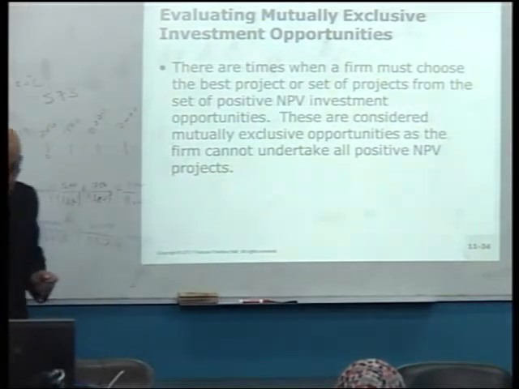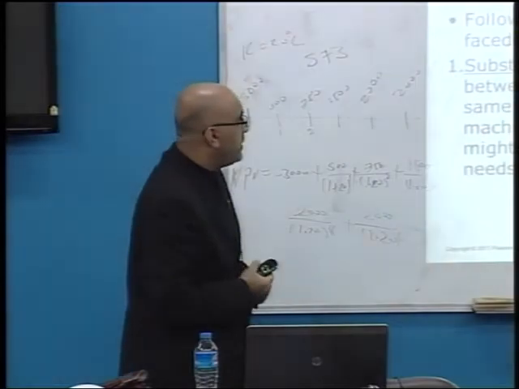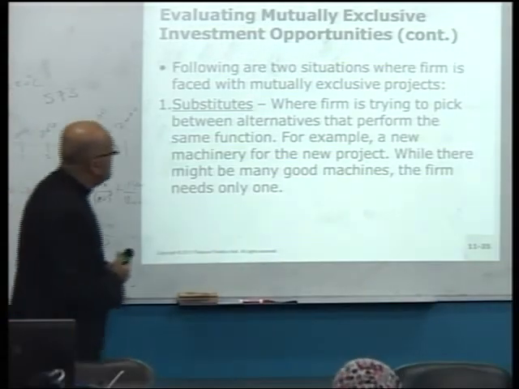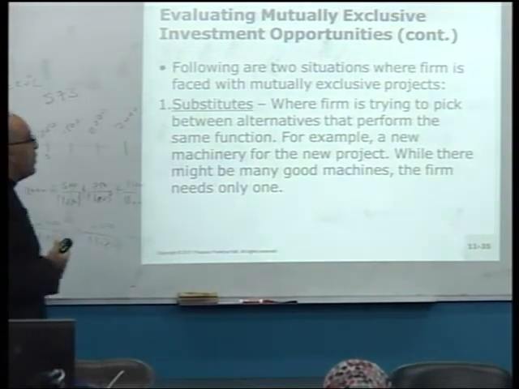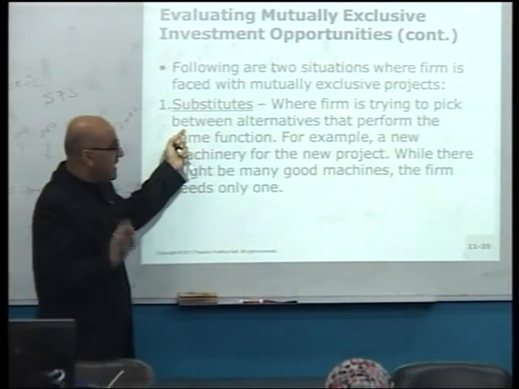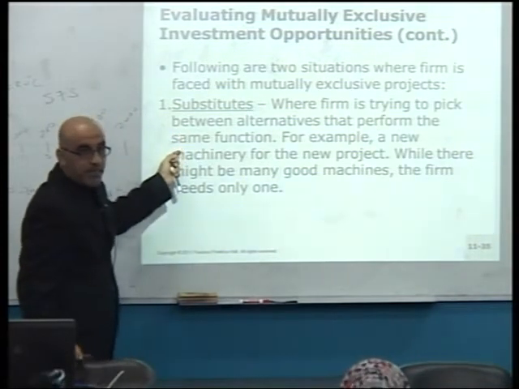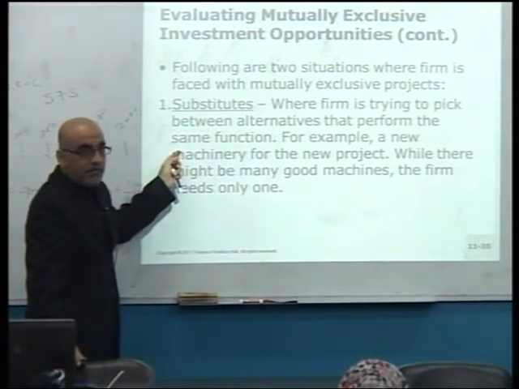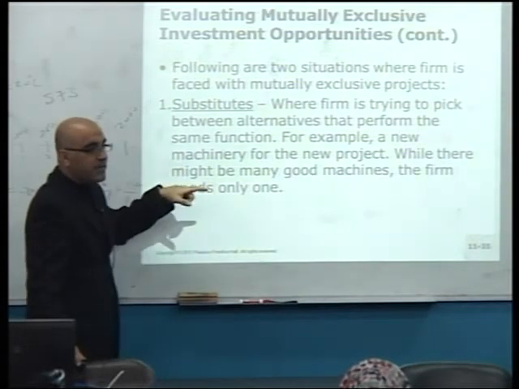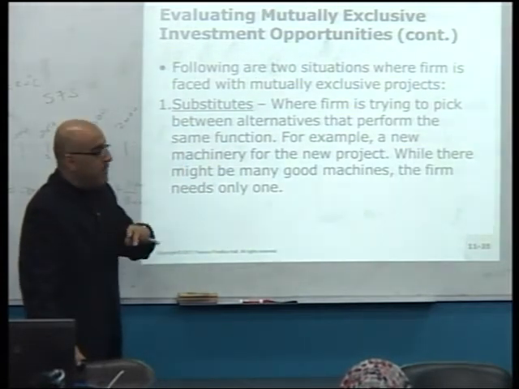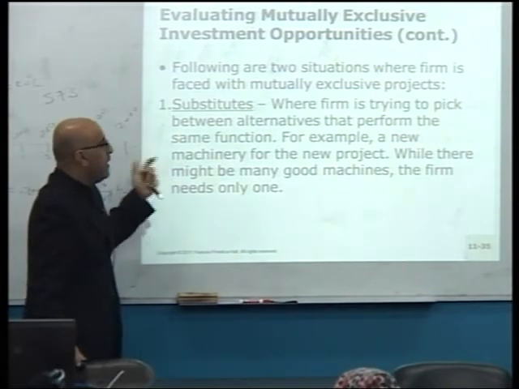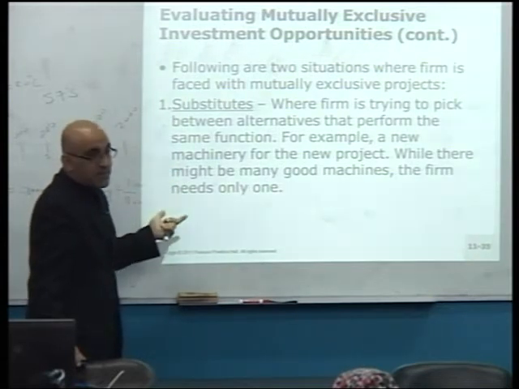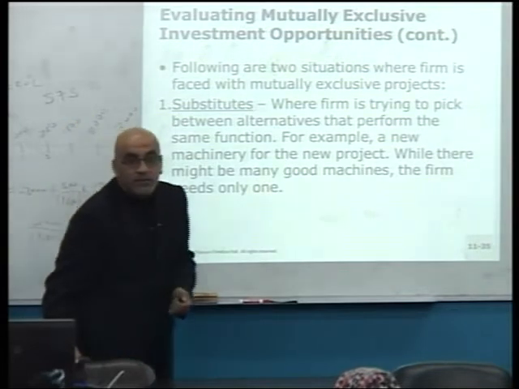Okay? Let's see the case here. Following are two situations where a firm is faced with mutually exclusive projects. The first one, substitutes, where the firm is trying to pick between alternatives that perform the same function. For instance, we have two different alternatives to replace the machine, for example, a new machine for the new projects. While there might be many good machines, the firm needs only one.